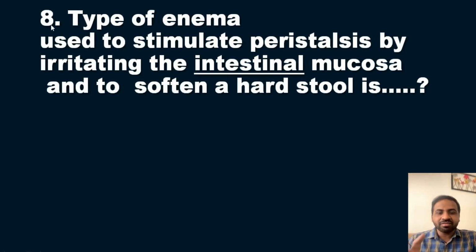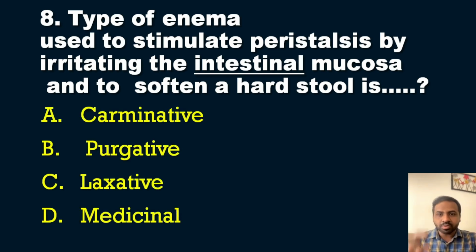It is from the foundations of nursing, regarding enema. The question is: the type of enema used to stimulate peristalsis by irritating the intestinal mucosa and to soften a hard stool is. So the question is regarding a type of enema used to stimulate peristalsis by irritating the intestinal mucosa and to soften a hard stool. If the patient has a hard stool, we have to soften it, and peristalsis is stimulated by creating irritation in the intestinal mucosa. That type of enema is called dash.